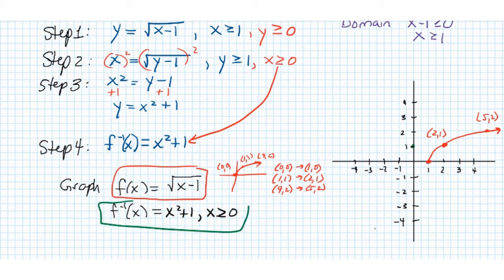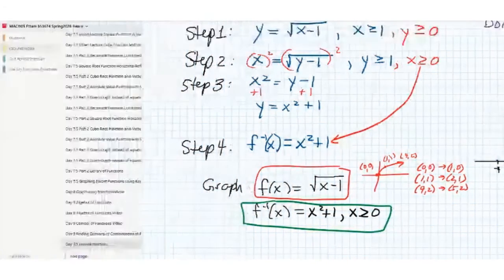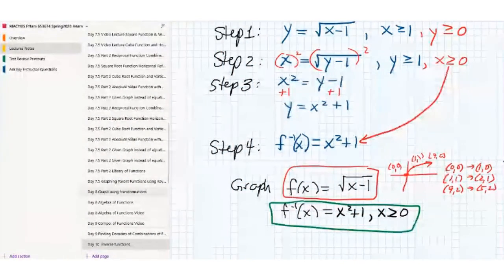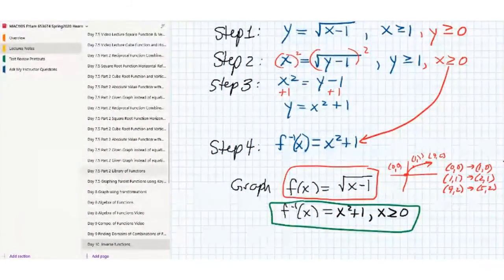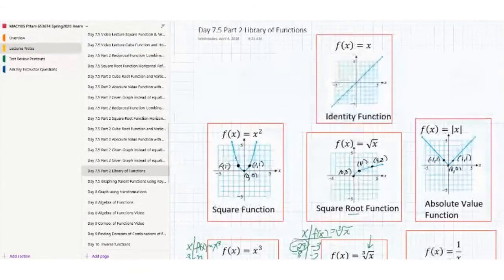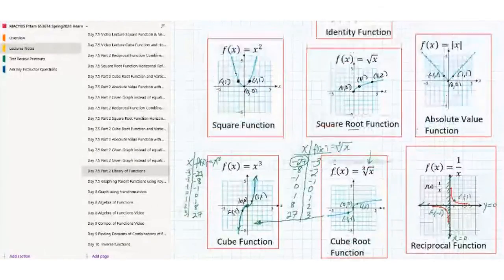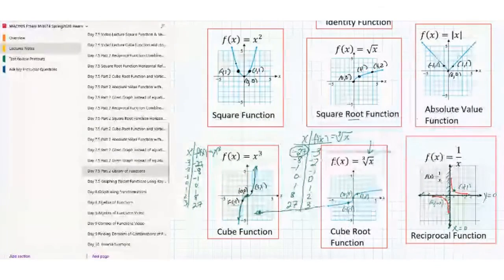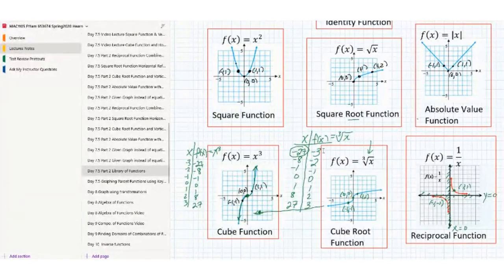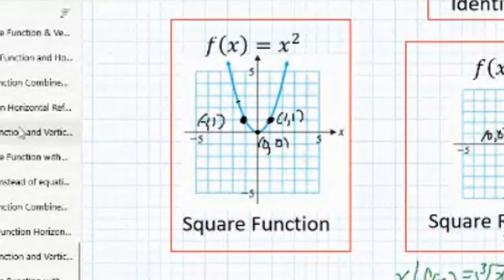All right, so we're graphing f inverse. What is the parent function for f inverse of x equals x squared plus 1? What function is it related to that we've memorized the key points for? Do you remember? I'm going to show you where to find our library of functions. If you look through all of our lecture notes, there was a library of functions page. So here's our library of functions. Which one of these is our graph related to? Very good, the square function.